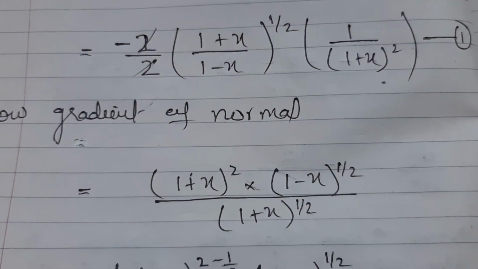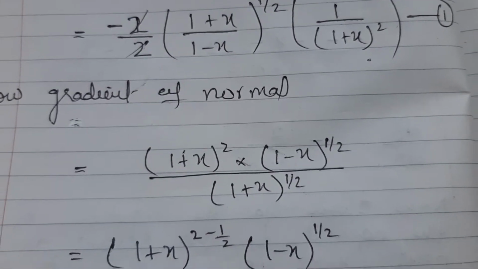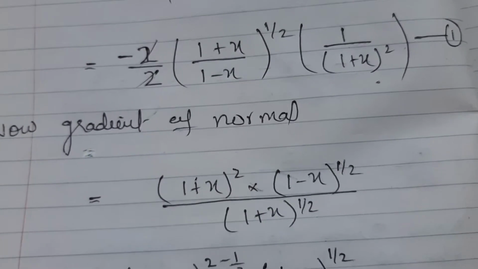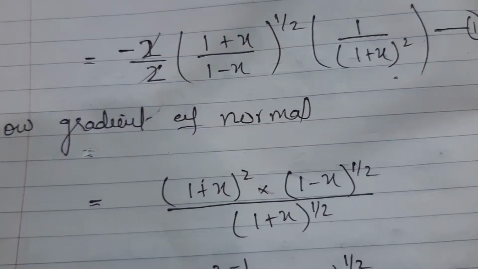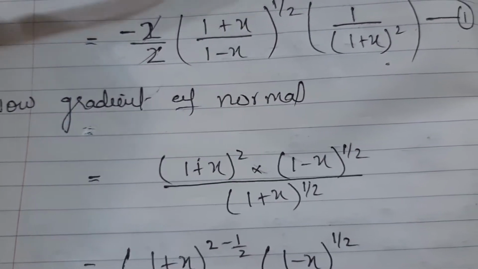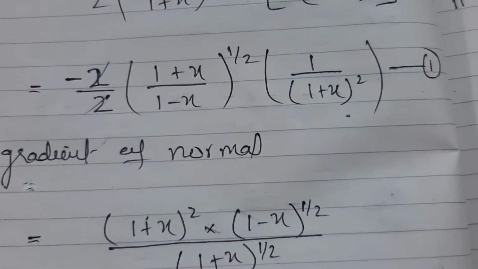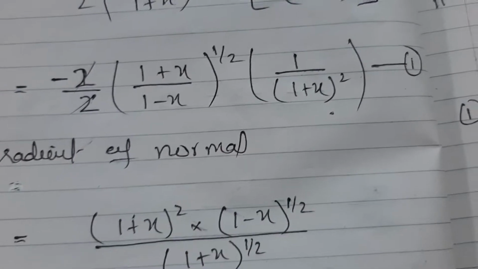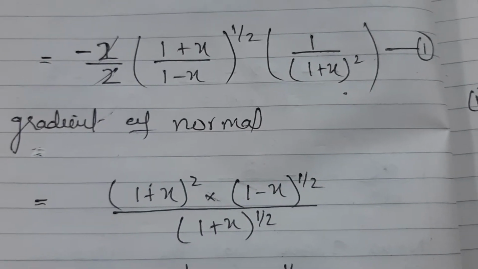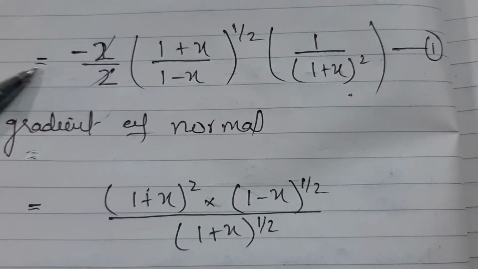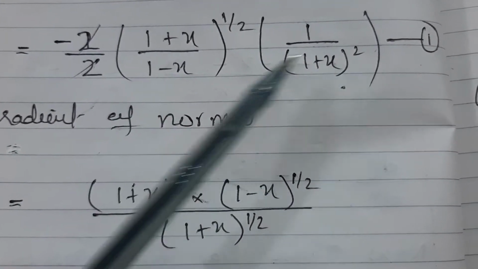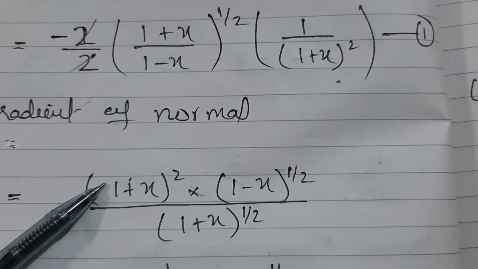Now for the gradient of the normal, what I'm doing now? Can you tell me what I'm doing here? I have inversed it. Whatever is in the denominator, I have written it in the numerator, because the difference between the gradient of tangent and normal is that they are inverse of each other and with opposite sign. So if it was negative, gradient of normal will be positive. So these two terms I have written in the numerator.